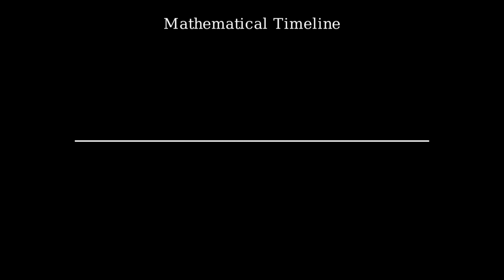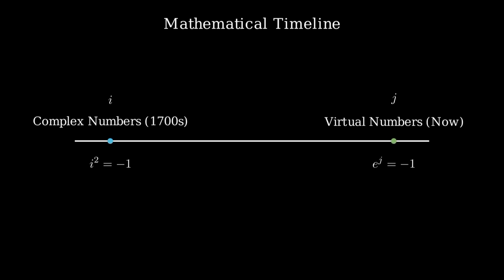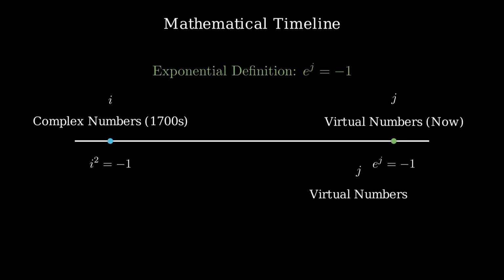For centuries, mathematicians built complex numbers by saying the square root of -1 equals i, an algebraic rule that gave us the complex plane. But what if we take a totally different path? With virtual numbers, we define a new unit, j, where e to the j equals -1. It's an exponential foundation, and it's going to lead us to some mind-blowing differences. Let's dive in. So, what's a virtual number?